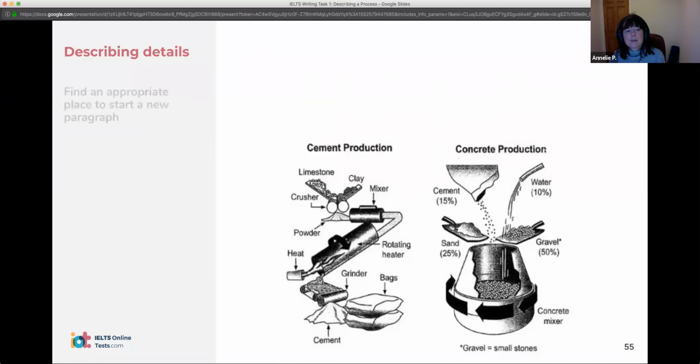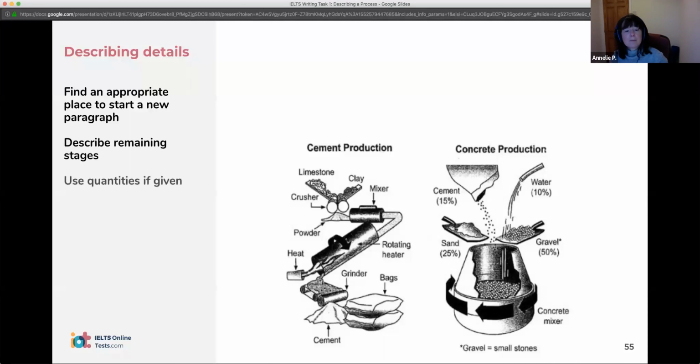So now we're going to move into the second one. It makes sense that if there's a clear way to divide up the body into different paragraphs, then obviously you need to follow that. So here we've got cement production and concrete production: one paragraph on cement production, one paragraph on concrete production. Always have a look at the diagram before you start and think where would be a good place to divide this up, where to finish the first paragraph and move on to the second. Now we're going to describe the second part, which is the concrete production.